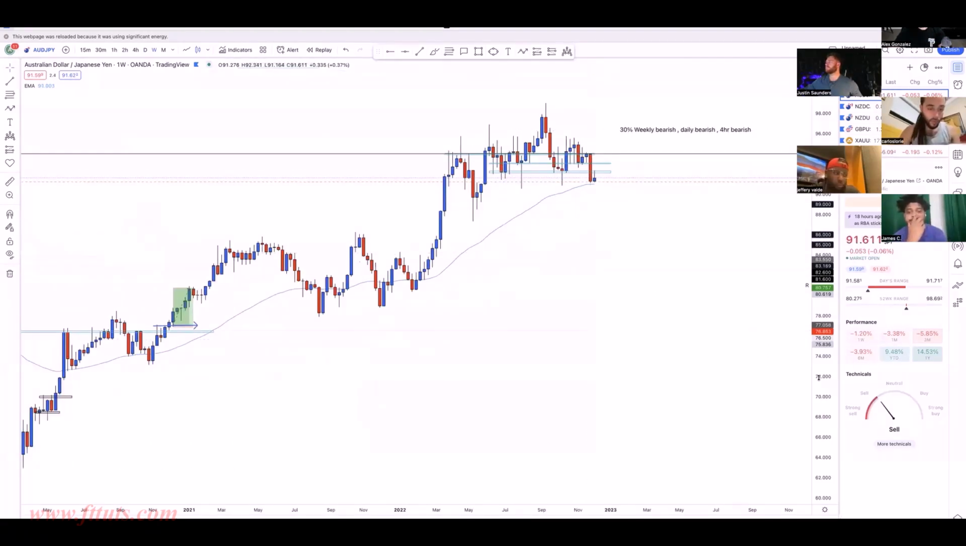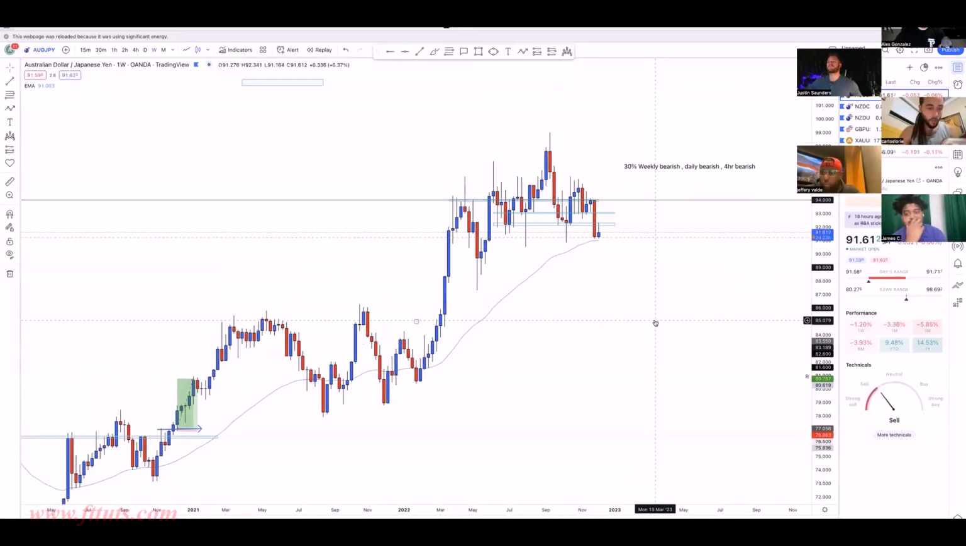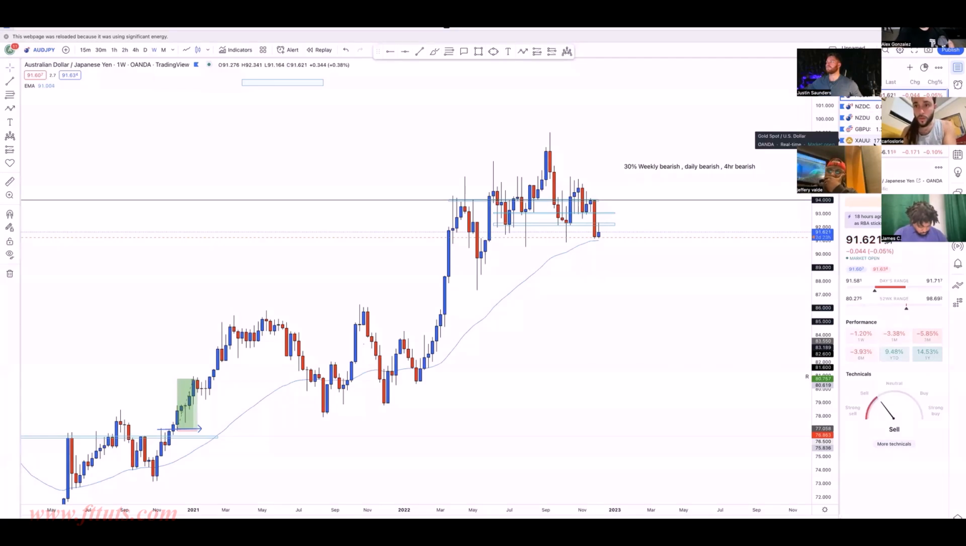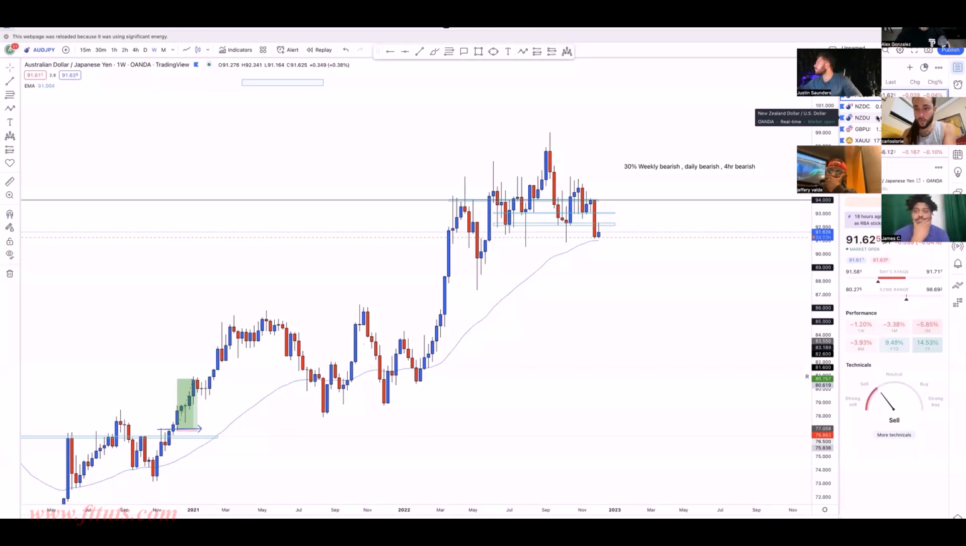So AUD JPY, and with the guided bootcamp, I break down these trades every single Sunday. So this is my watch list for this week. These are all of the pairs that I'm actively watching. Doesn't mean that I'm trading them. These are the pairs that I'm going to be watching for the week, and I'm going to wait for them to give me the highest probability trade setup in order to take the trade.